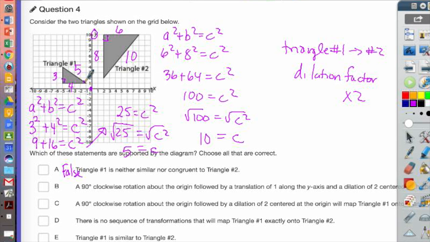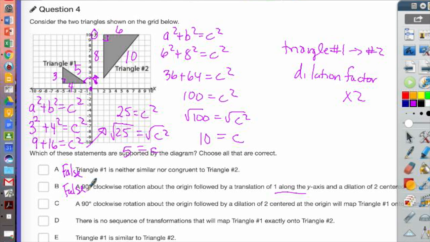But if you look at this point here, if it's rotated 90 degrees, it's going to end up at 1, 1. And then a translation vertically of only 1 unit. Sorry about that. A 90-degree clockwise rotation about the origin followed by a translation of 1 along the y-axis and a dilation of 2 centered at the origin will map the triangle. So that is false.